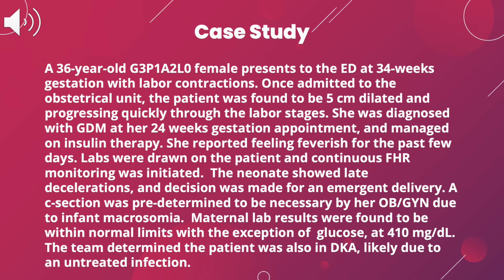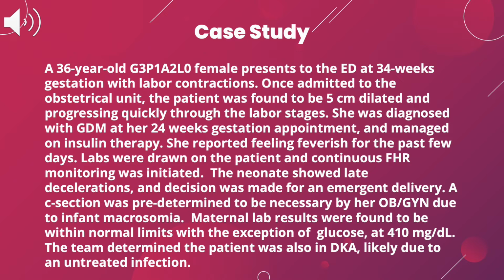A 36-year-old Gravida 3, Para 1, abortions 2, living children 0, female presents to the emergency department at 34 weeks gestation with labor contractions. Once admitted to the obstetrical unit, the patient was found to be 5 centimeters dilated and progressing quickly through the labor stages. She was diagnosed with gestational diabetes at her 24 weeks gestation appointment and managed on insulin therapy.